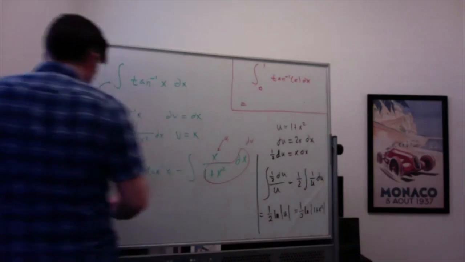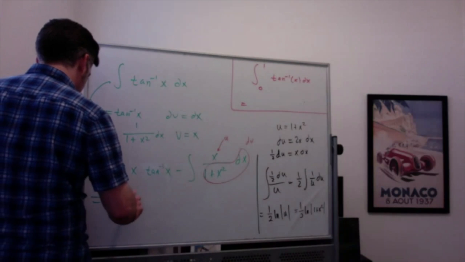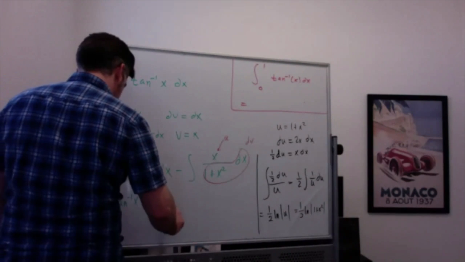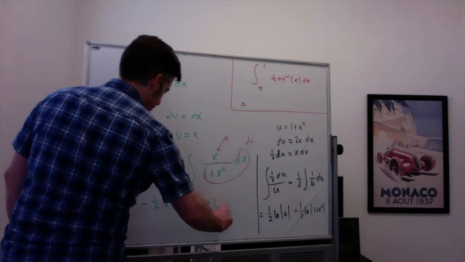So my answer here is x times the inverse tangent of x minus 1/2 the natural log of the absolute value of 1 plus x squared plus c.